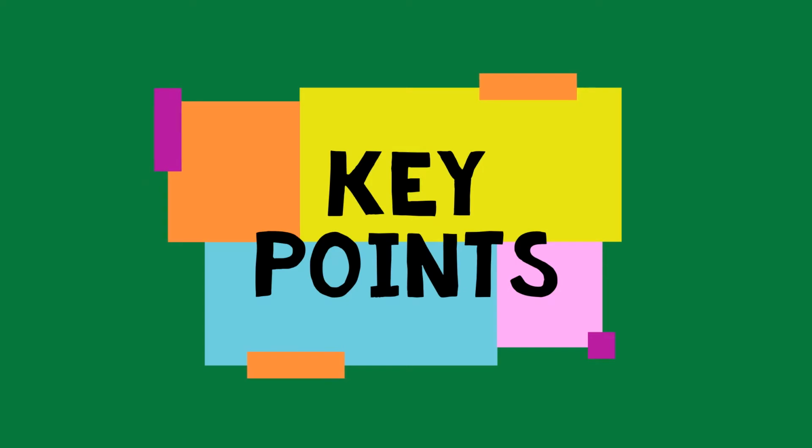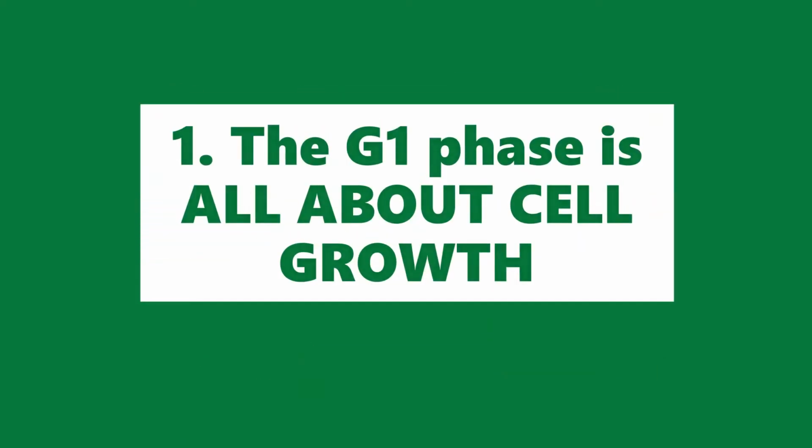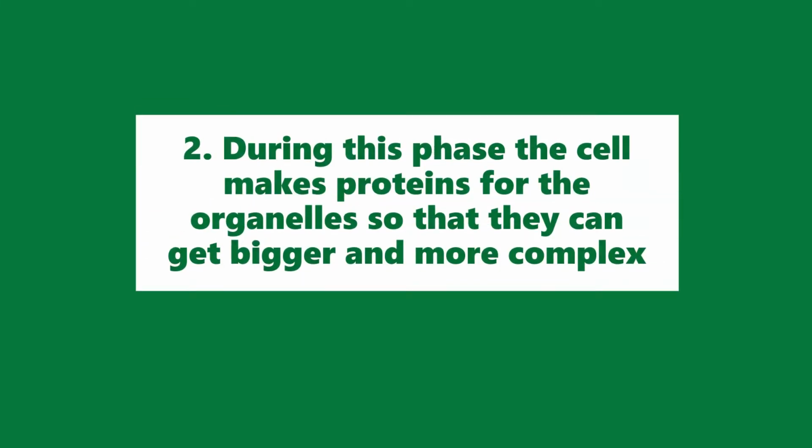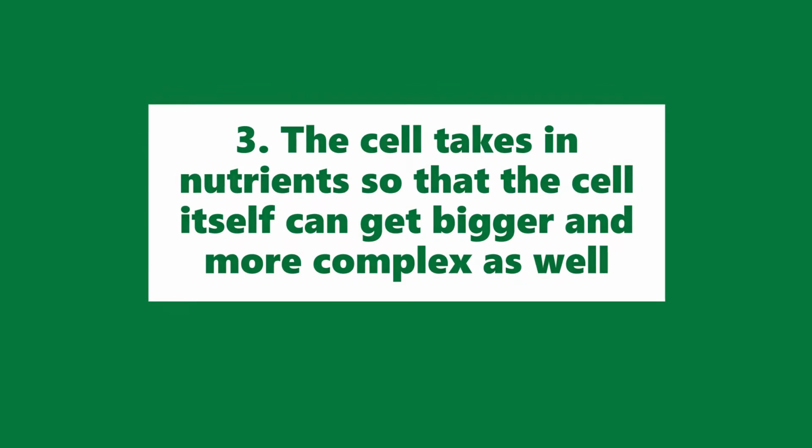So here are the key points you should take away from the G1 phase. 1. The G1 phase is all about cell growth. 2. During this phase, the cell makes proteins for the organelles so that they can get bigger and more complex. 3. The cell takes in nutrients so that the cell itself can get bigger and more complex as well.